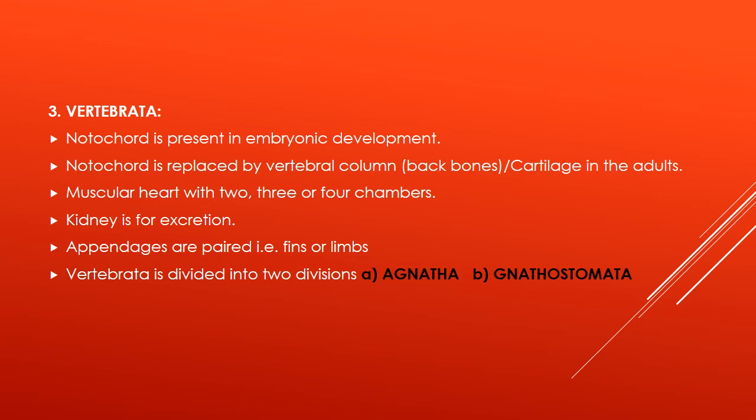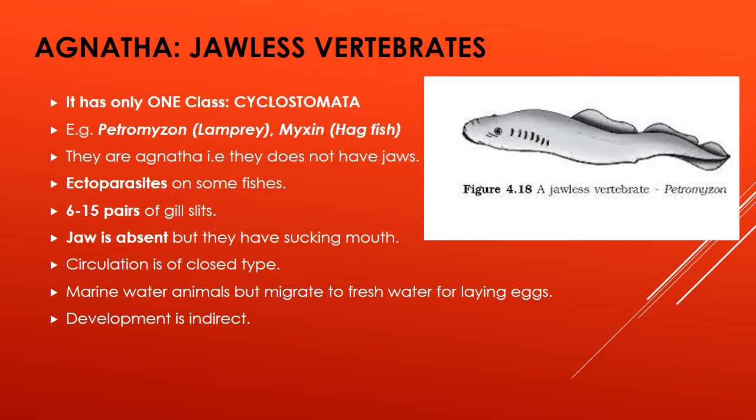Again, vertebrata. Even though they have a vertebral column, here jawless vertebrates will be there. They are called Agnatha, and the presence of jaw is called Gnathostomata. We have jaw. So Agnatha, jawless vertebrates. Remember it. The diagram is given. That diagram is Petromyzon. Here it has only one class, Cyclostomata.